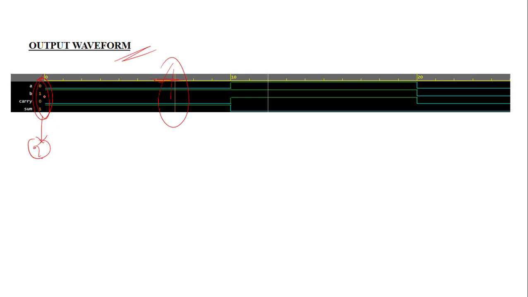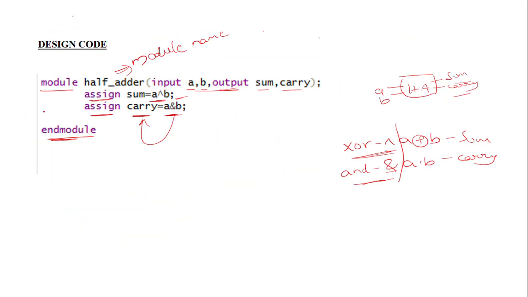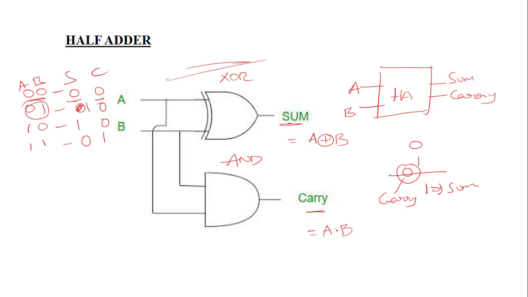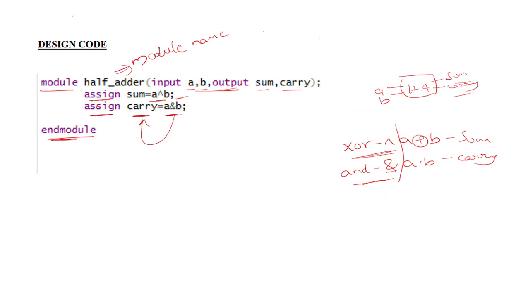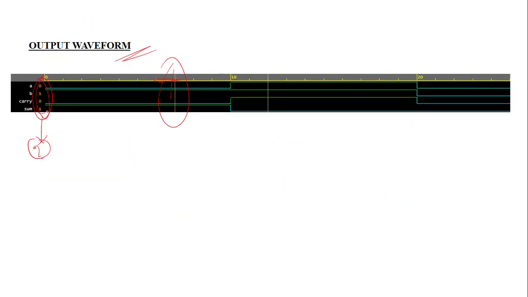So 0 1. Now go to the truth table. What is our 0 1? For this combination, sum is equal to 1 and carry is equal to 0. Here you can observe that sum is equal to 1 and carry is equal to 0. Like that, we can verify our truth table by giving different values and taking different simulations.